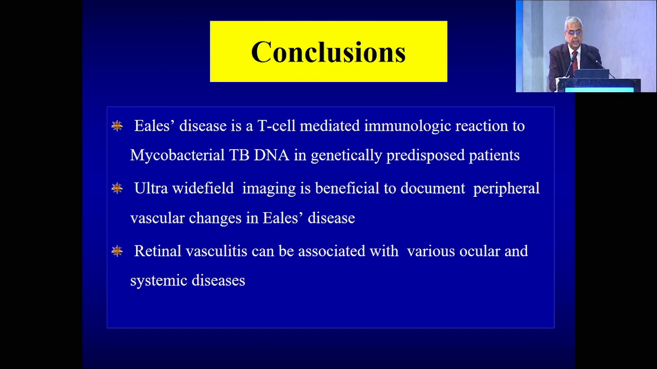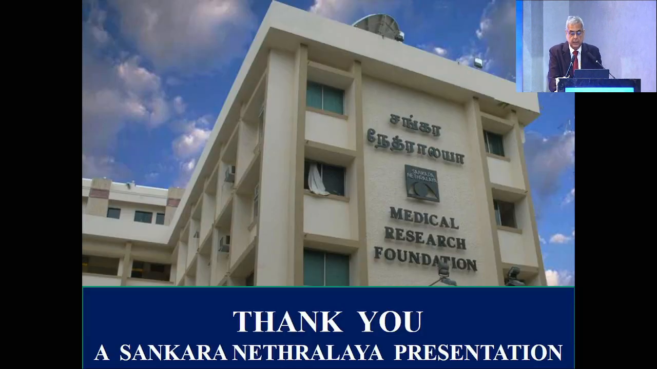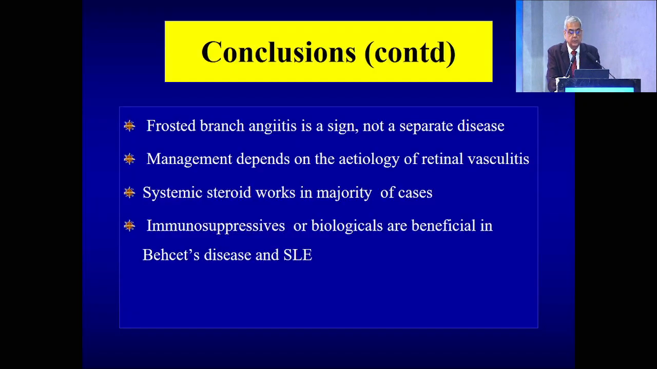Retinal vasculitis can be associated with various ocular and systemic diseases. Periphlebitis is a sign only, not a separate disease. Management depends on the etiology of the retinal vasculitis. Systemic steroid works in the majority of the cases. Immunosuppressives or biologics are beneficial in Behçet's disease and HLA-B27 disease.